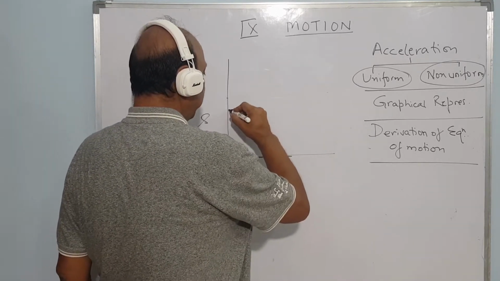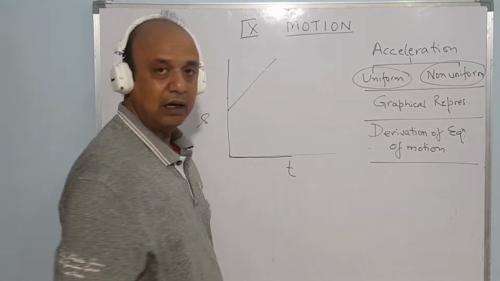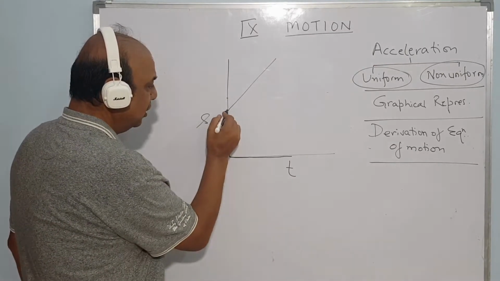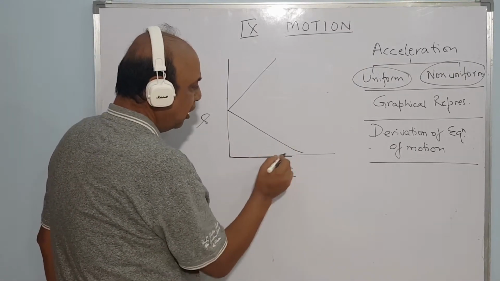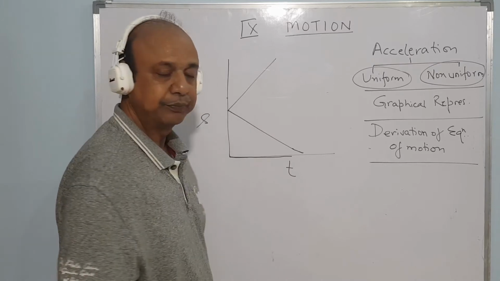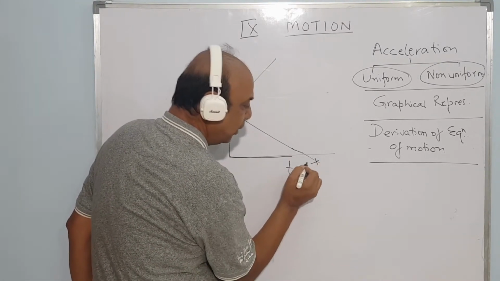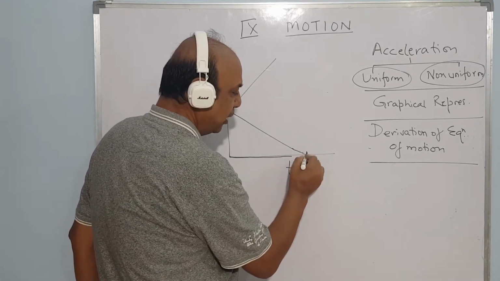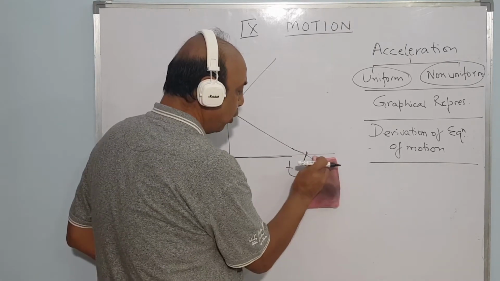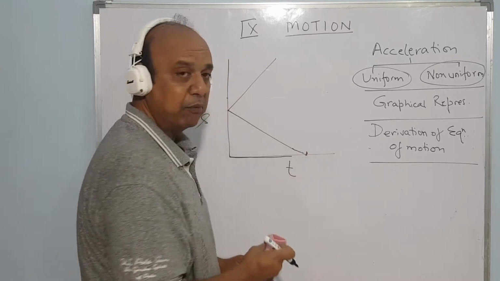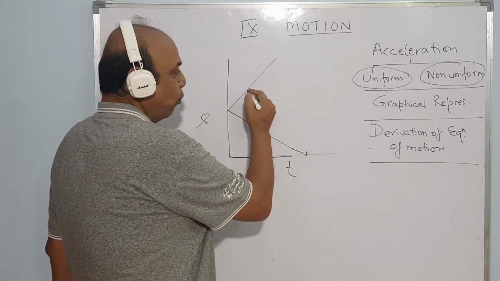Now, the speed can be linear in the upward direction, in the downward direction. But speed cannot go negative. It cannot be like this. It can only get terminated here. Speed can become 0 but not negative. Do remember it. What does this indicate?